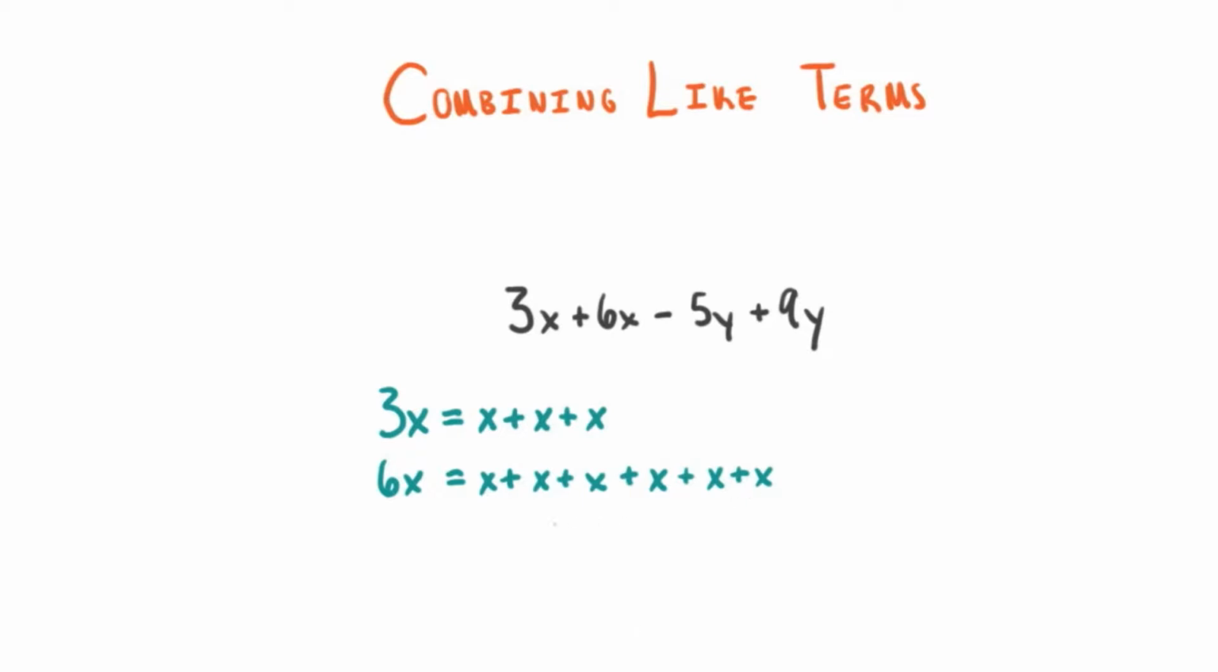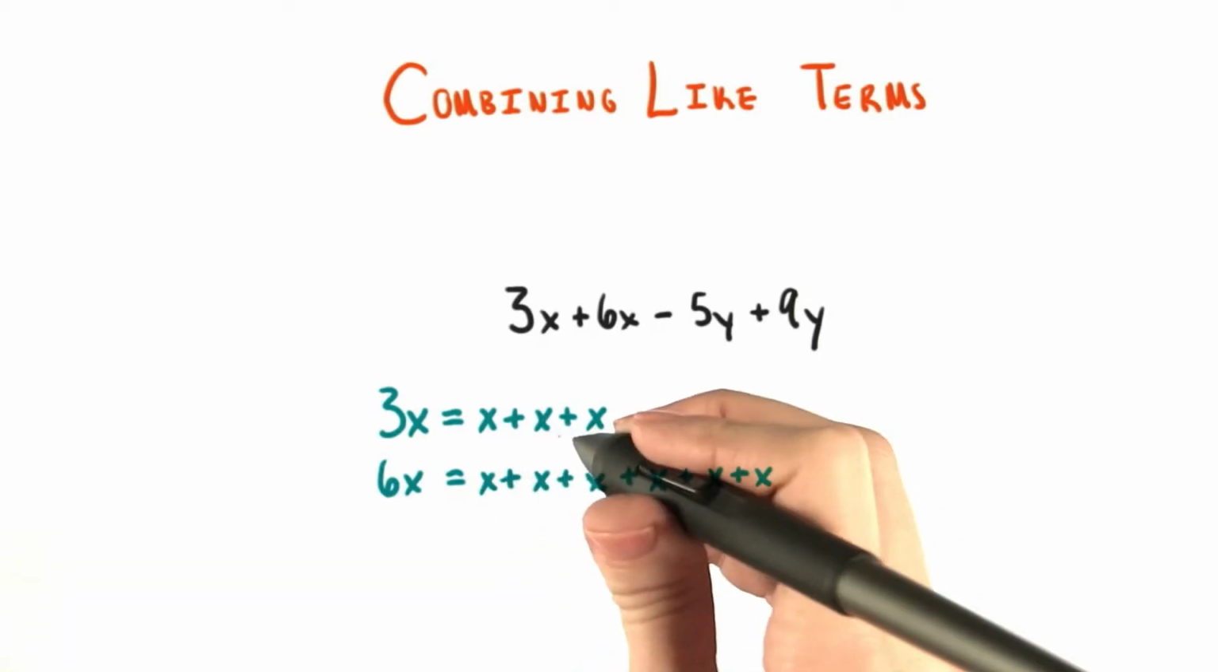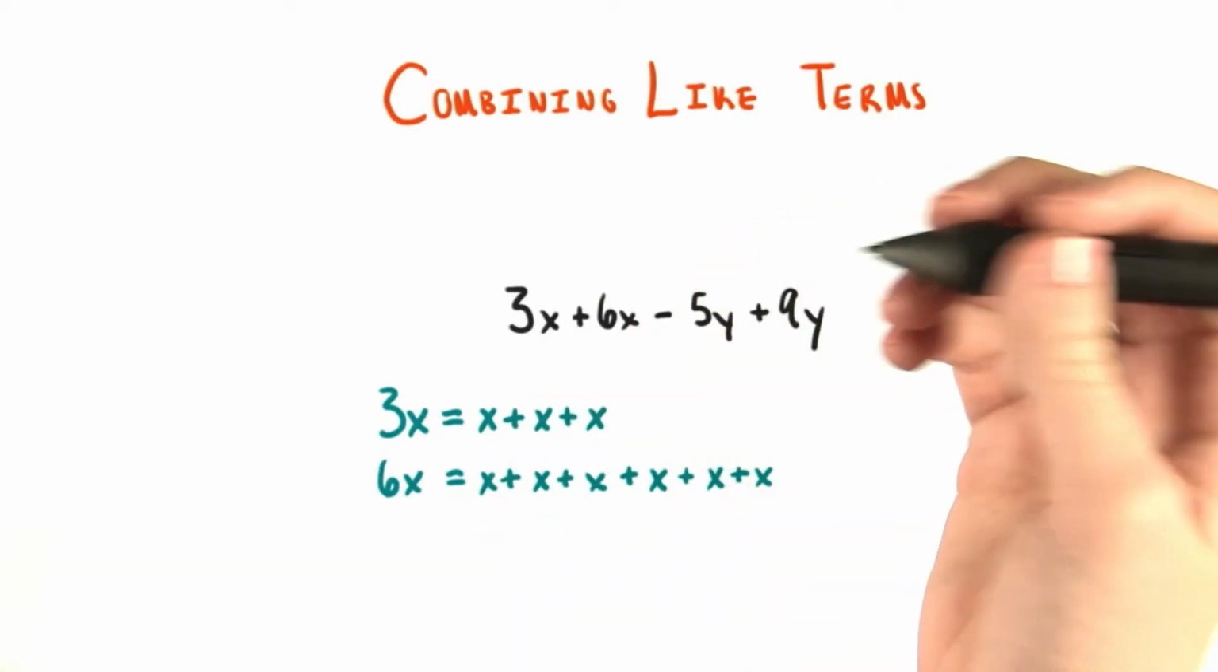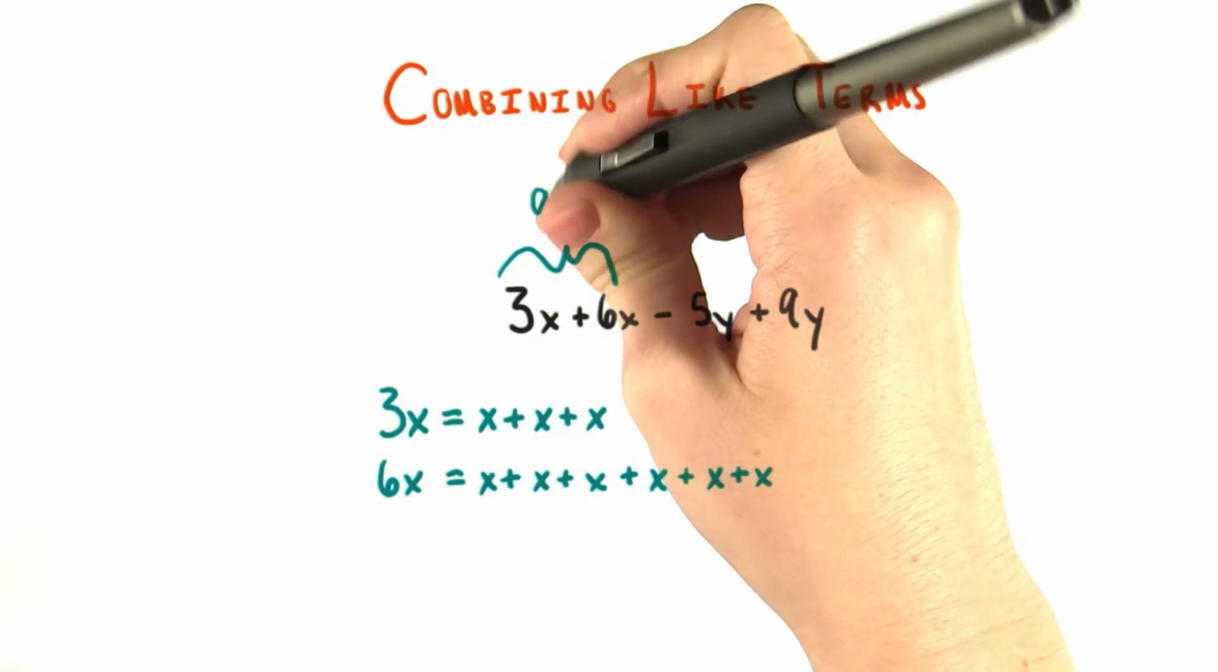I just need to figure out how many x's total I have down here. And if I count them, I have 1, 2, 3, 4, 5, 6, 7, 8, 9. 9 x's. So I guess that means that 3x plus 6x equals 9x.